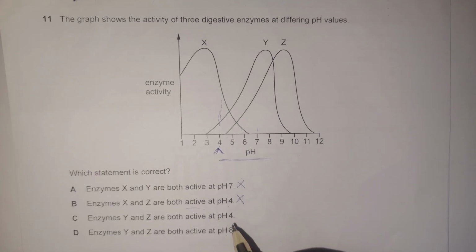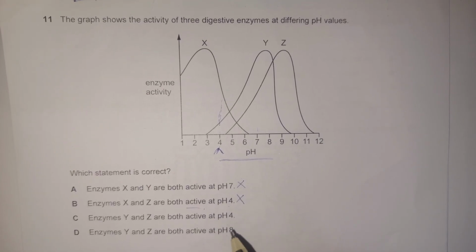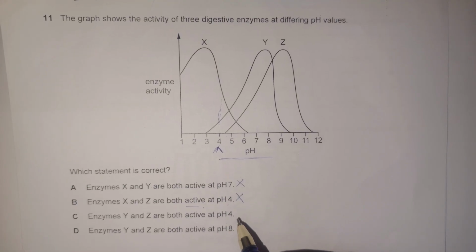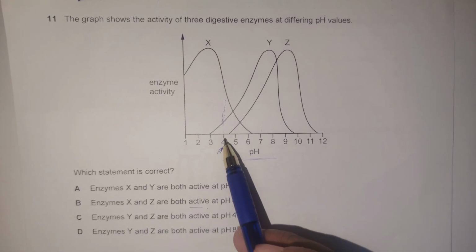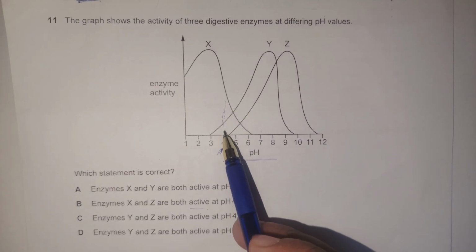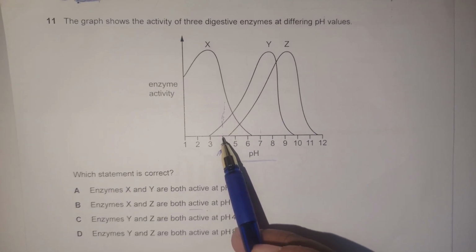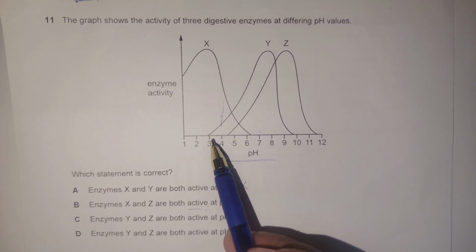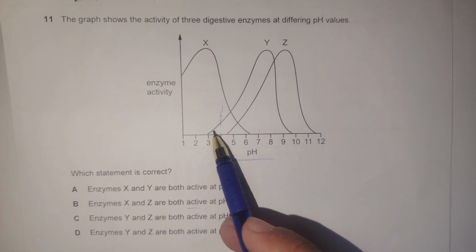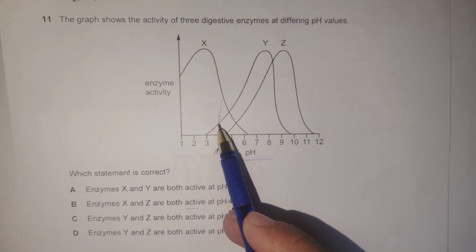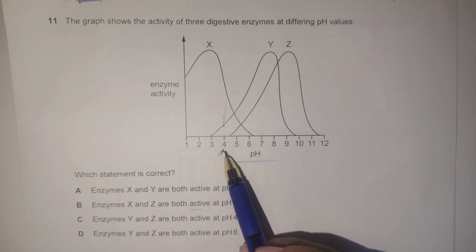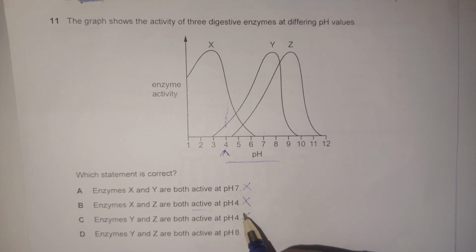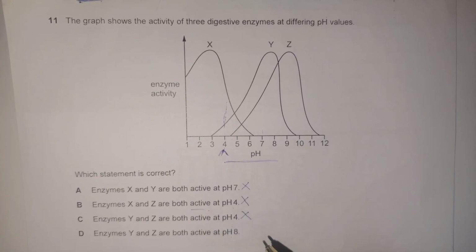Next, enzymes Y and Z are both active at pH 4. So again, enzymes Y and Z. Enzyme Y has just started to become active, but enzyme Z started working after pH 4. So this statement is also wrong.